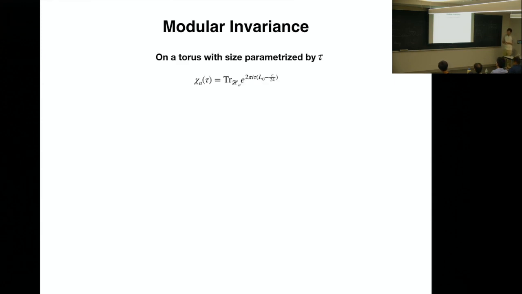To formulate this, we can put the theory on a torus, which is parameterized by the complex parameter tau. And this is a character that sums over states in one of the conformal towers labeled by the highest weight representation of the chiral algebra, the chiral primary field A.